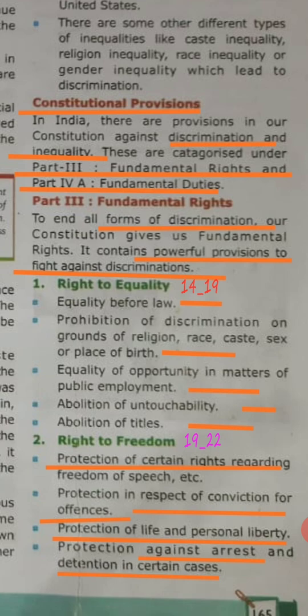Second right is the right to freedom. Protection of certain rights regarding freedom of speech. Protection in respect of conviction for offences, protection of life and personal liberty, protection against arrest and detention in certain cases. The right to freedom includes Articles 19 to 22. These articles give us the freedom of expressing our views, and if someone offends us or blames us, this protects our respect. This gives us the protection of life and personal liberty. Protection against arrest and detention in certain cases. Sometimes some people are arrested without any cause, so the right to freedom protects them from discrimination.